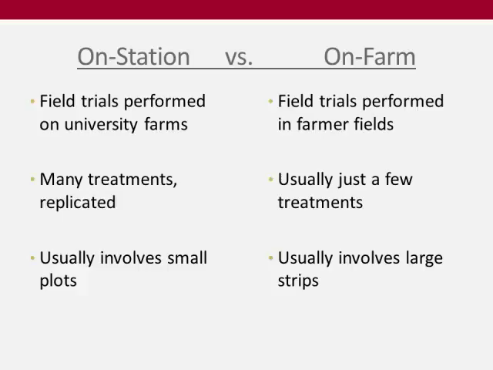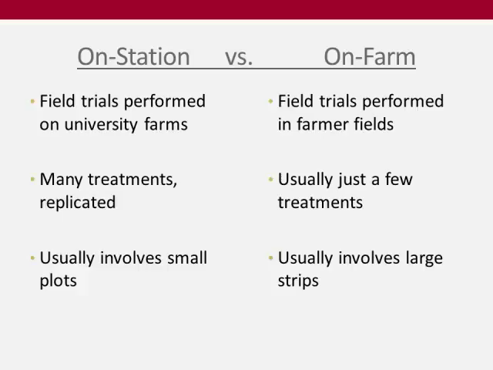This is a session that's dedicated to kind of on farm and how we do it, and a lot of tips and a lot of good information has been presented so far. So if we think about just contrasting these two approaches, historically, the on station has been kind of what's dominated land grant ag research over many, many decades, right? And so typically on station performed on these university farms, we can have many treatments, replicated, all this stuff, usually involves small plots.